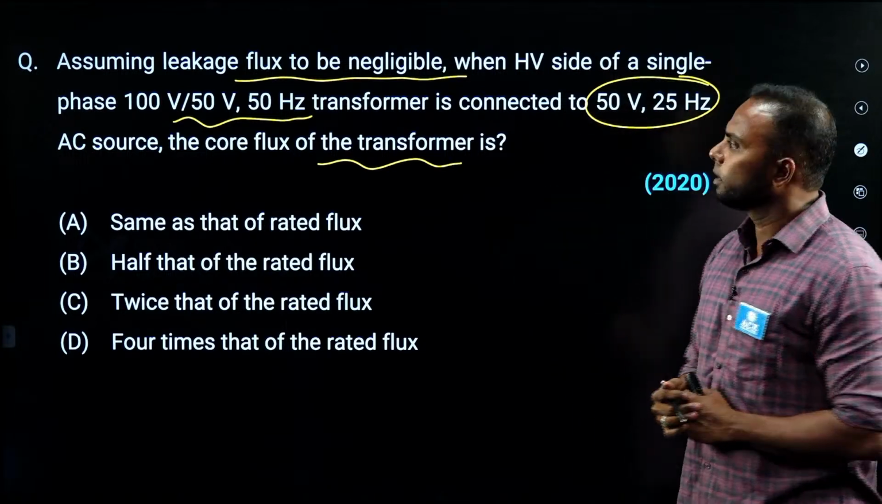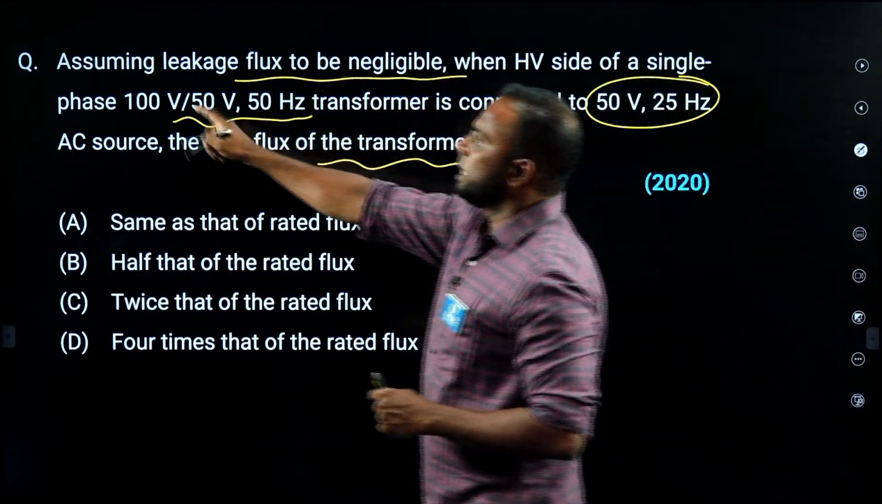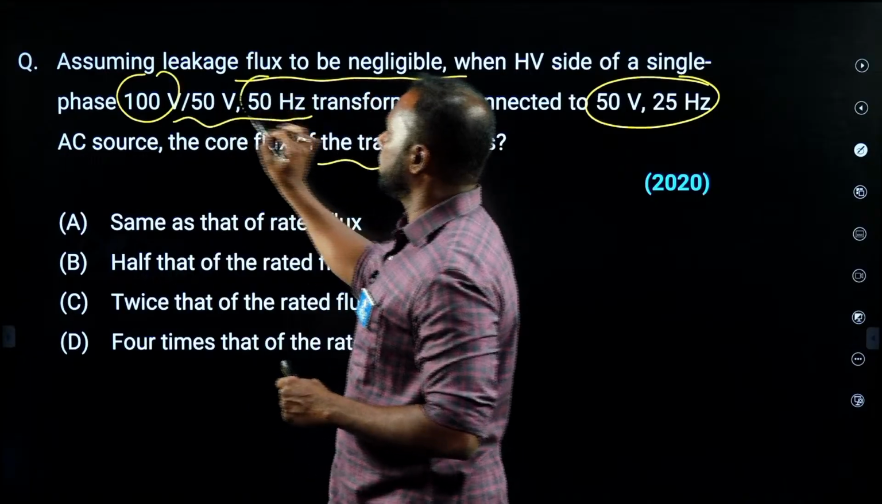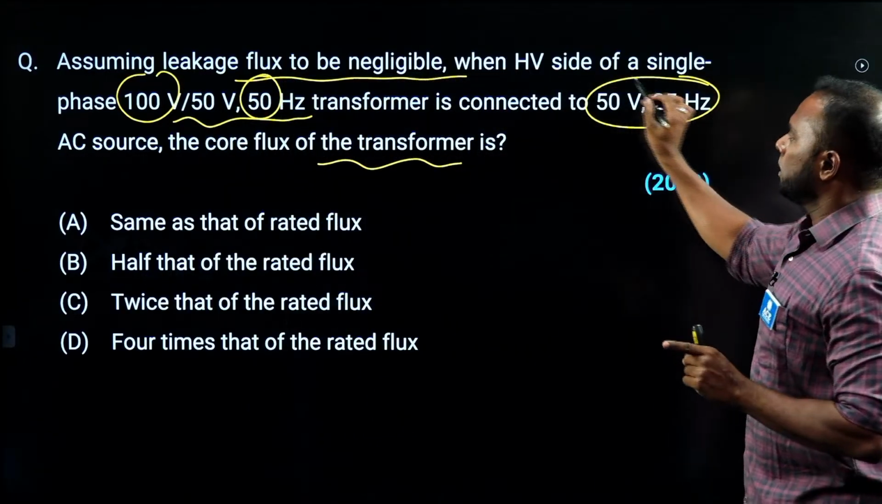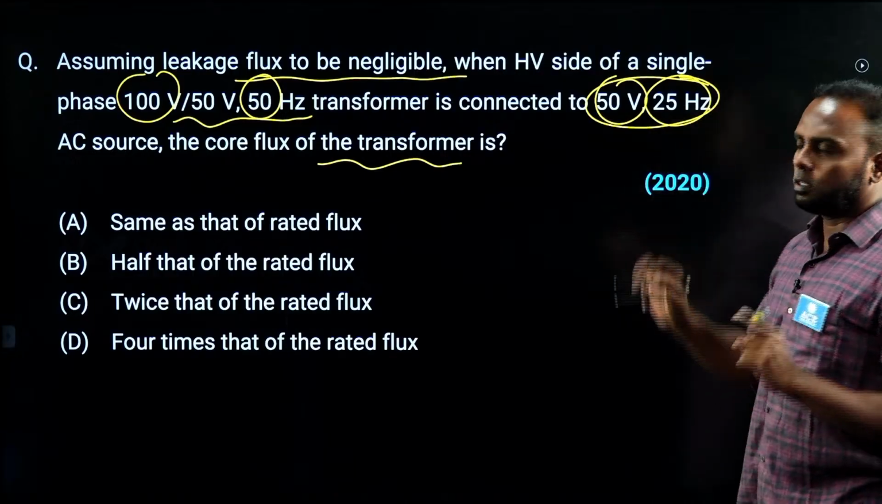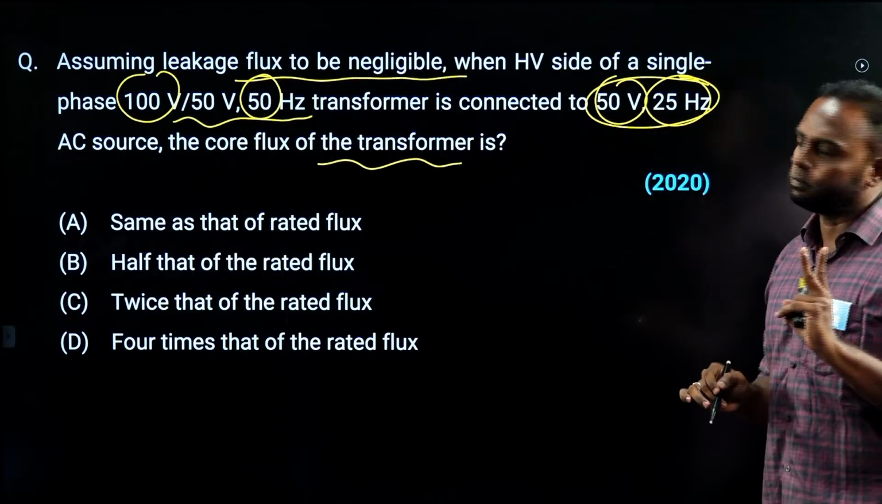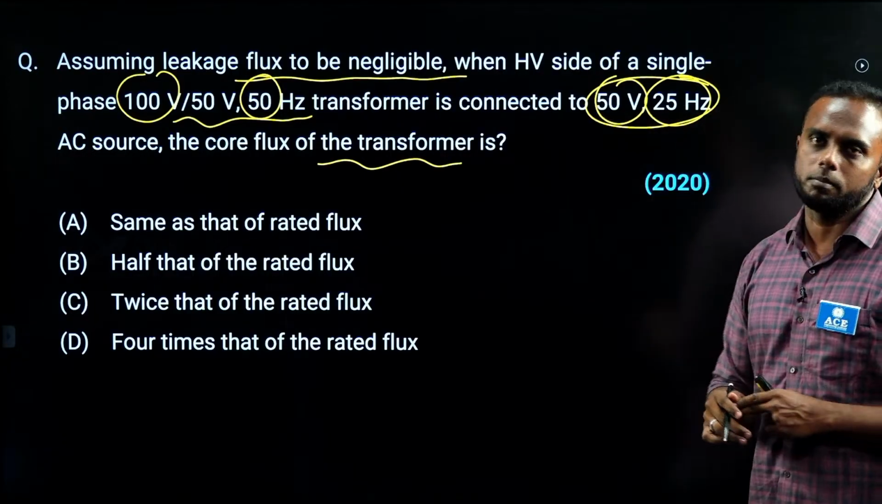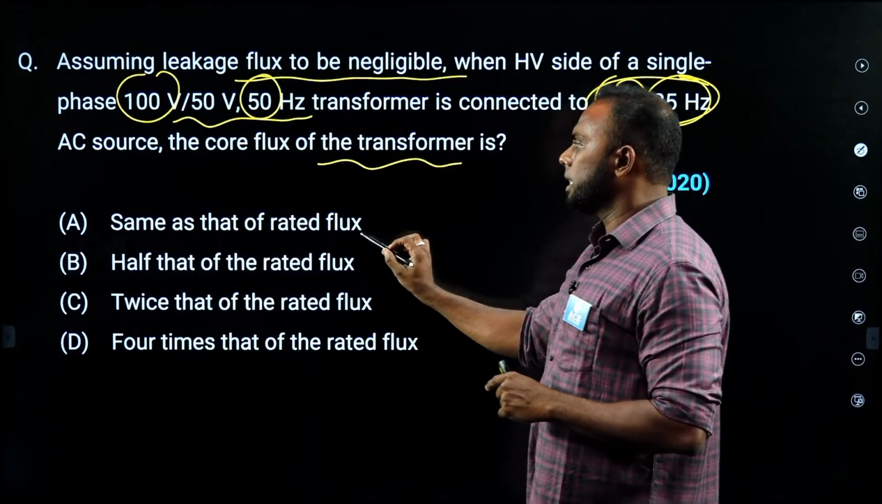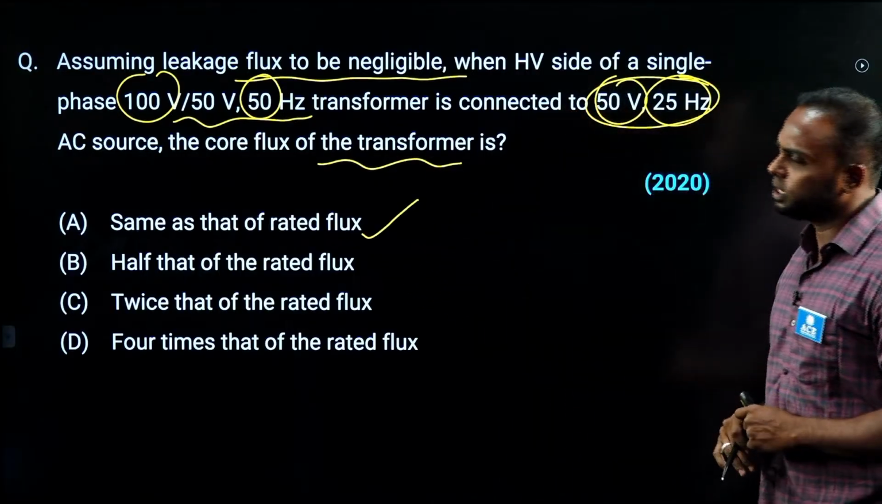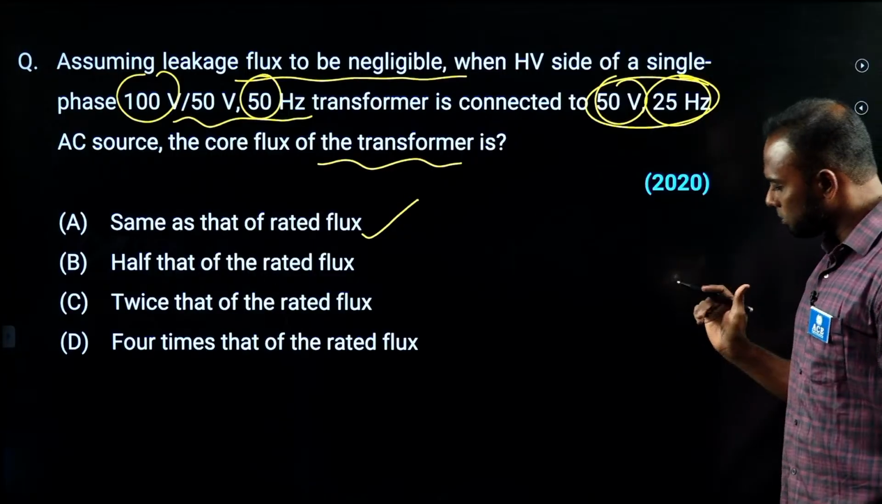What happened? Initially the HV side is 100 volt 50 hertz. What is 100 by 50? 2. Now it is connected to 50 volt 25 hertz. What is 50 by 25? Also 2. Means the V by F ratio remains the same. So the core flux of the transformer is also the same as the rated flux, it won't change. Okay, next question.